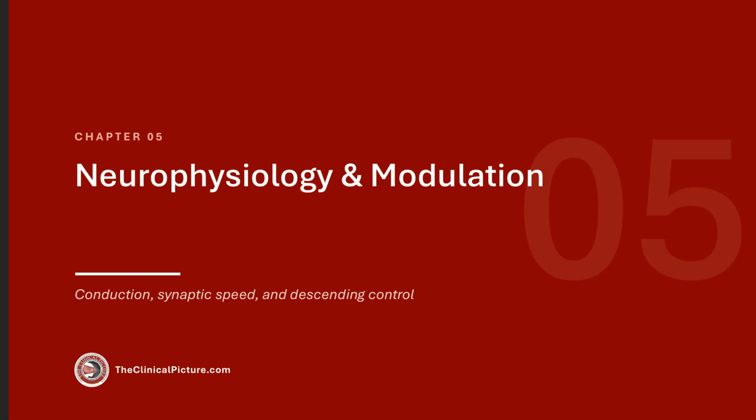Chapter 5 shifts from anatomy to physiology. Specifically, we're going to examine conduction speed, synaptic transmission, and the crucial topic of descending modulation. Understanding why the reflex is fast and understanding who supervises it from above will give you the physiological foundation you need to explain why upper motor neuron lesions produce hyperreflexia rather than hyporeflexia. That explanation is not intuitive at first, but by the end of this chapter, it will be completely logical to you. Let's work through it.